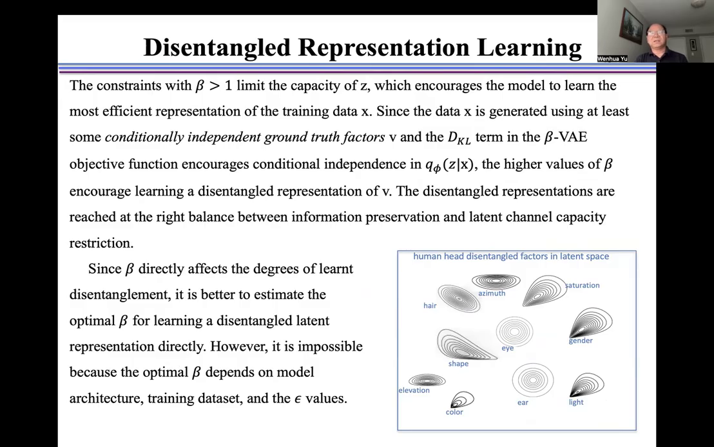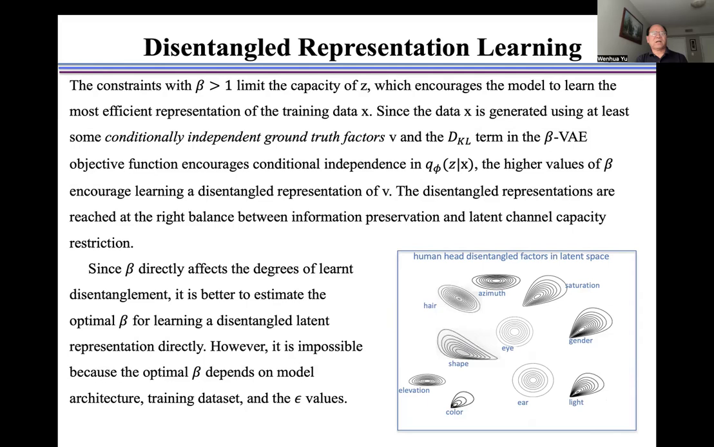Since the data X is generated using at least some conditional independent ground truth factors V, and the D KL term in the beta VAE objective function encourages the conditional independence in Q phi, high values of beta encourage learning the disentangled representation of V. The disentangled representations are reached at the right balance between information preservation and latent channel capacity restriction.